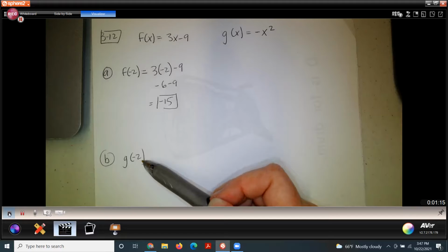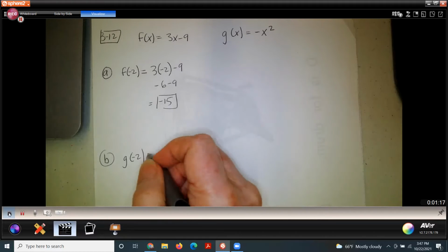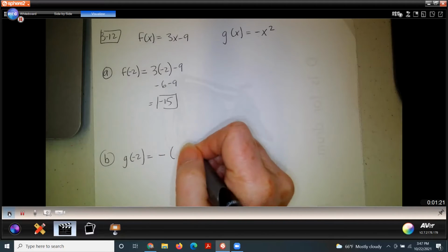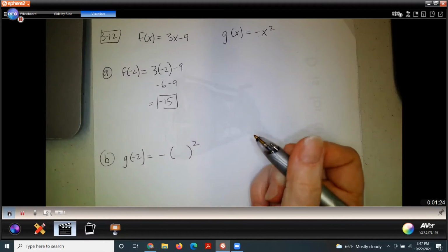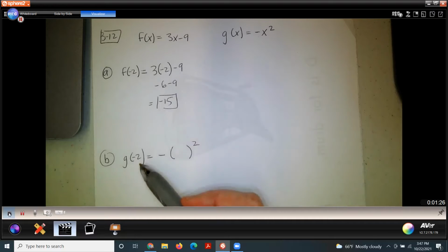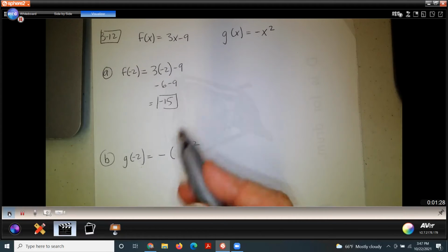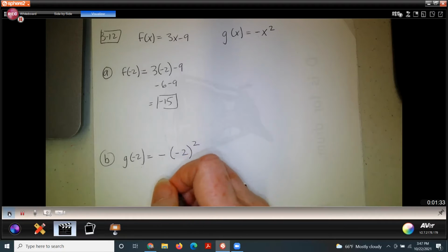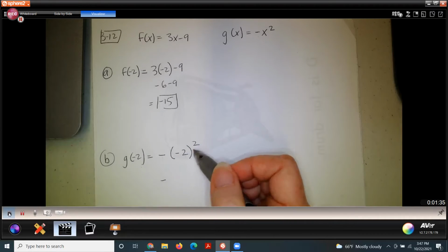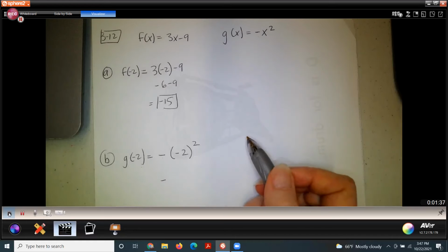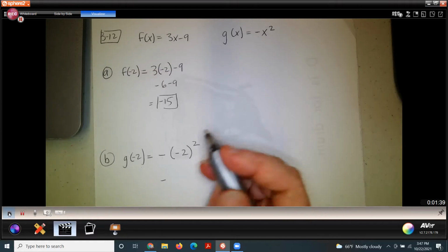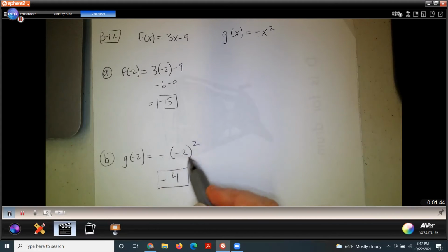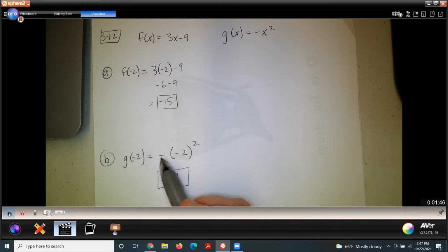So the next one is g of negative 2. So now I'm just going to plug a negative 2 into the g function. So the g function has negative x squared. And wherever I see an x, instead of x, I'm going to put negative 2. So I'm going to use my parentheses. This minus sign comes down. And then negative 2 squared means negative 2 times negative 2. So that's going to be positive 4. So there's the answer right there. Some people told me this whole thing was positive 4, but that minus sign is still there.